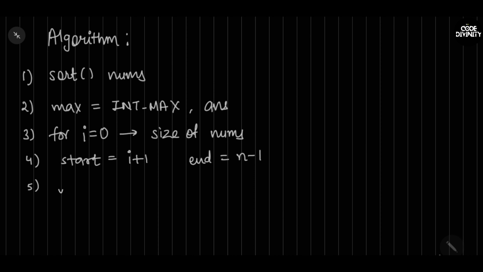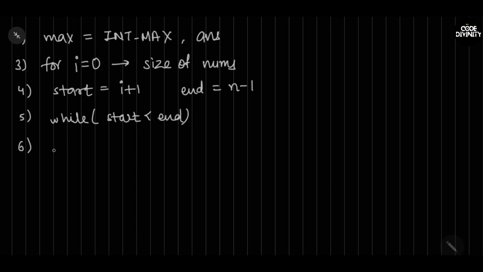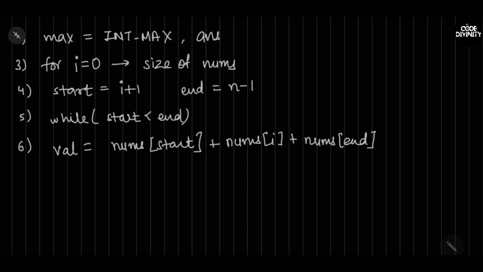Then within this for loop, we will start a while loop until start is less than end. Within this while loop, we will calculate summation of the values at all 3 pointers, that is nums of start plus nums of I plus nums of end. Now our I will be fixed within this for loop, but we will be adjusting our start and end position such that we will reach closer to our target value.